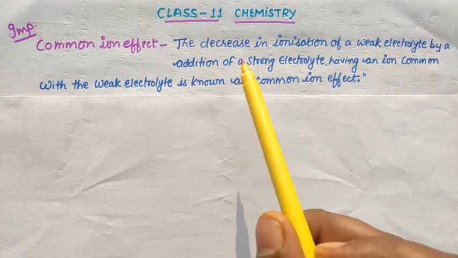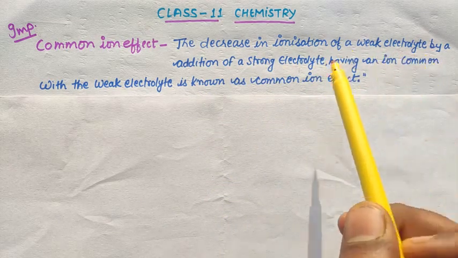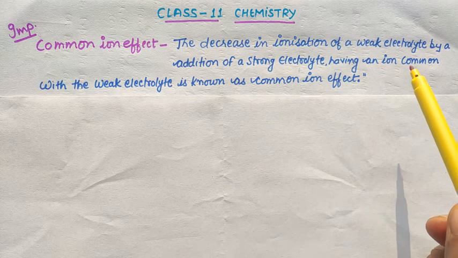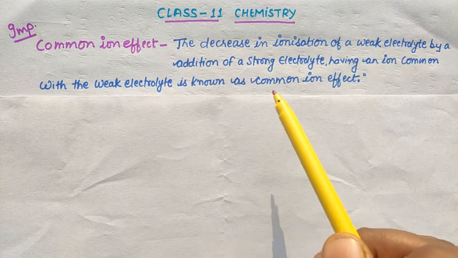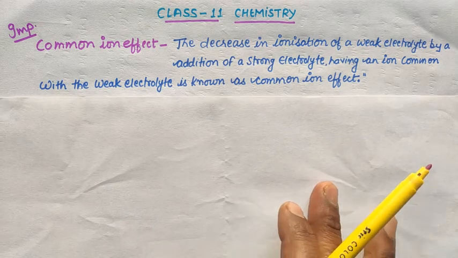So according to the definition, the decrease in ionization of a weak electrolyte by addition of a strong electrolyte having the ion common with the weak electrolyte is known as common ion effect. Basically, if you cannot understand it with the definition, it will be very easy with the help of an example. So let us take some example.